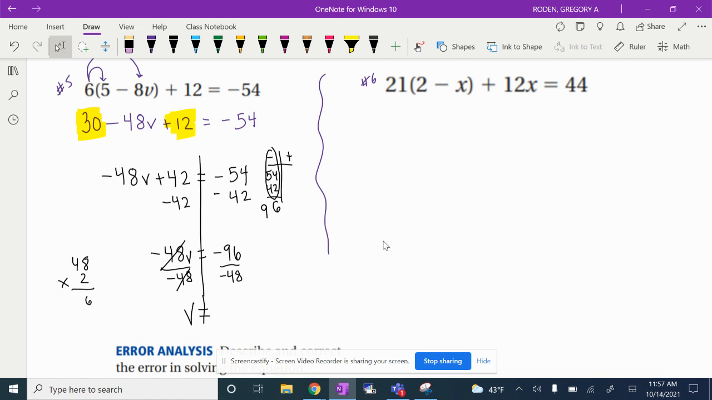2 times 8 is 16, sorry. 2 times 8 is 16, and then 2 times 4 is 8, plus 1 more is 9. So that's nice. It goes in exactly 2 times, and it's positive 2 because a negative times a negative is a positive. So your answer is positive 2.